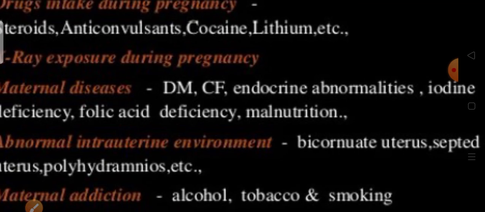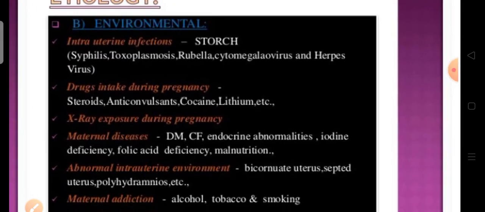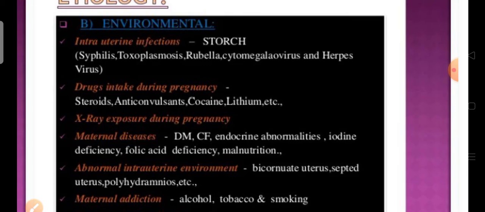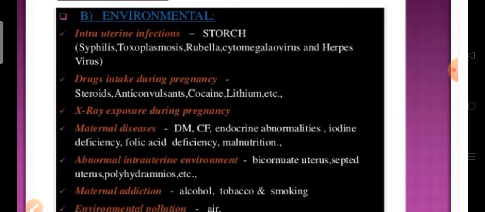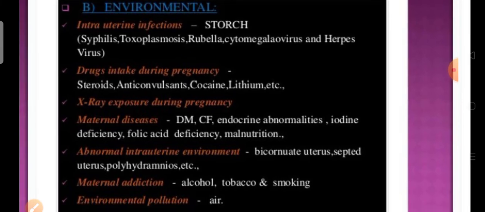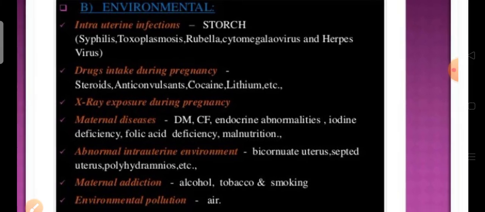Next one is the etiology here. The etiology is mainly environmental. If you see STARCH, I told you, it is an abbreviation: syphilis, toxoplasmosis, rubella, cytomegalovirus, and herpes virus. If the mother has these infections, obviously the baby may be affected. Drugs taken during pregnancy: if the mother takes steroids, anticonvulsants, cocaine, lithium, it will also affect the baby. Next, X-ray exposure during pregnancy, maternal diseases like diabetes mellitus, cystic fibrosis, endocrine abnormalities, iodine deficiency, folic acid deficiency, malnutrition. It leads to problems for the baby.